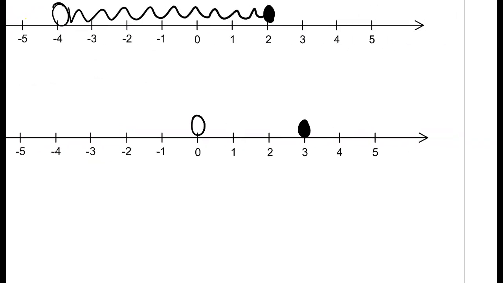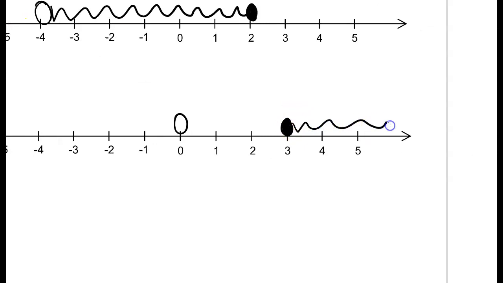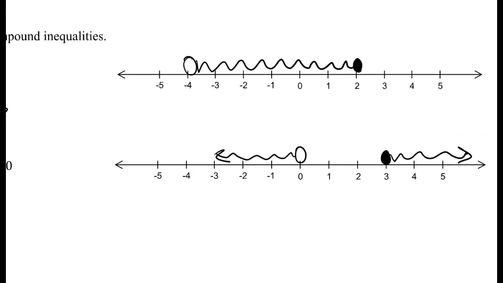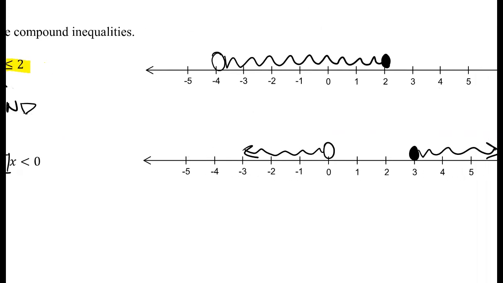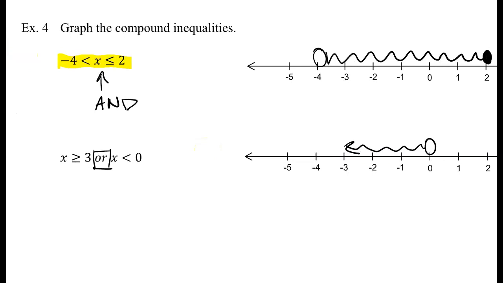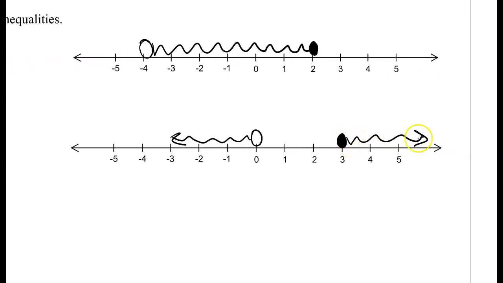So I will just go ahead and shade the appropriate directions and then check to make sure that I actually did this right. So let's think about this. X is less than 0. Okay, so those are definitely numbers that are less than 0. -1, -2, -3, all those numbers are definitely less than 0. Or I can have x is greater than or equal to 3. Those are the appropriate numbers, 4, 5, 6, so on. So that's how you graph compound inequalities.